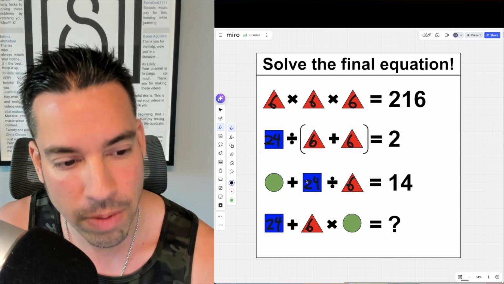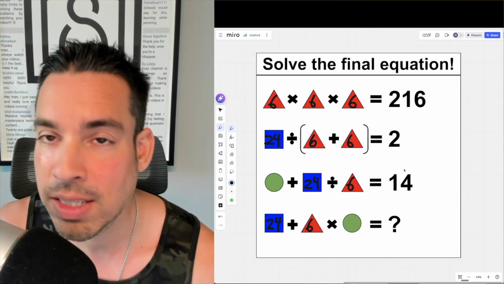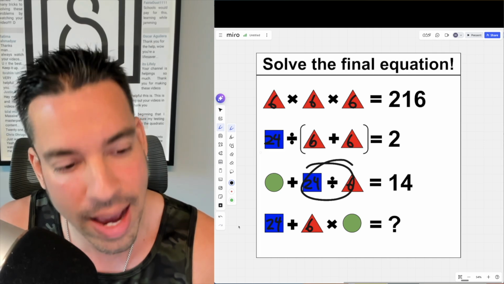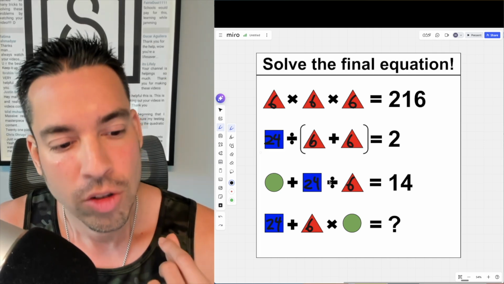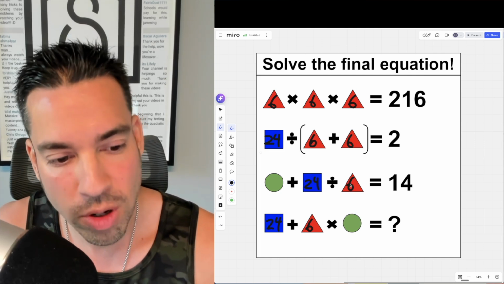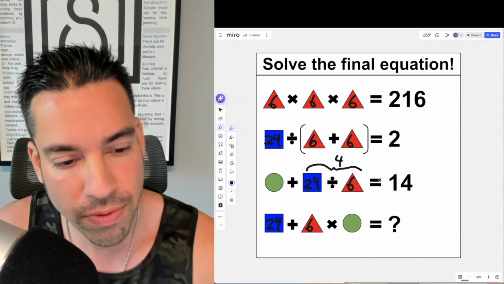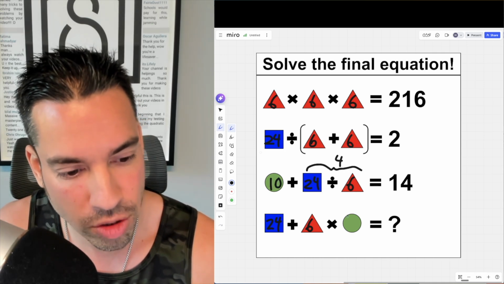All right, coming down here. What plus 24 divided by 6 is 14? But we have to remember, order of operation says division happens first, right? So we have to say 24 divided by 6 first, which is 4, okay? And then what plus 4 is 14? That would be 10. So now the green is 10.